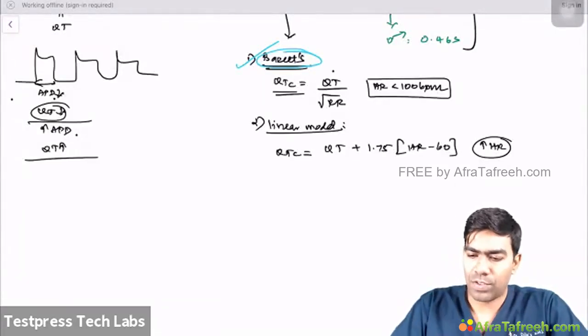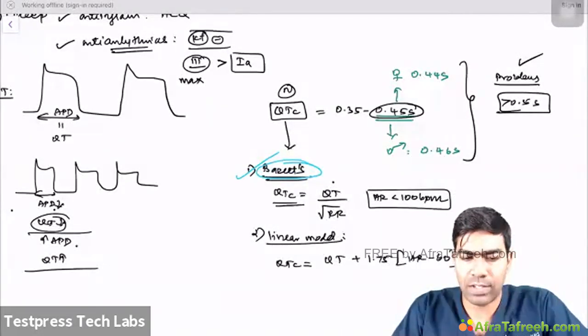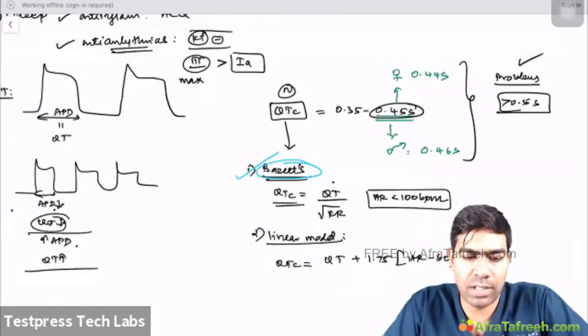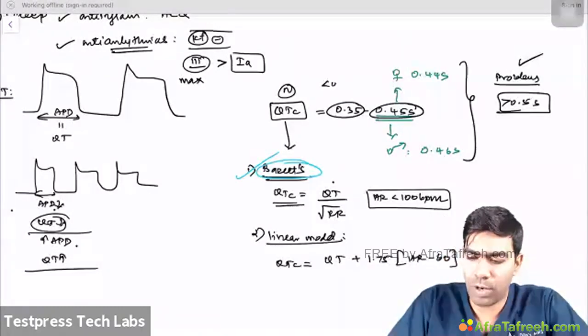So what is the definition of short QT? We know it's a long QT. Anything more than 0.46 seconds as far as males are concerned, and anything more than 0.44 seconds as far as females are concerned, is what we refer to as long QT. And what do you mean by short QT? Anything less than 0.35 seconds is what we refer to as short QT.